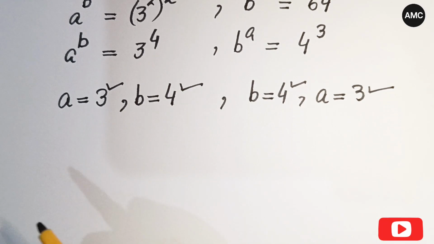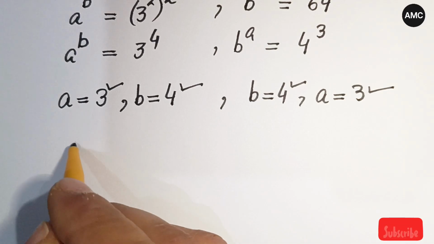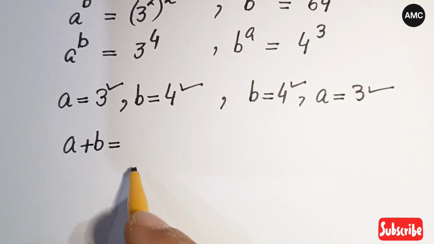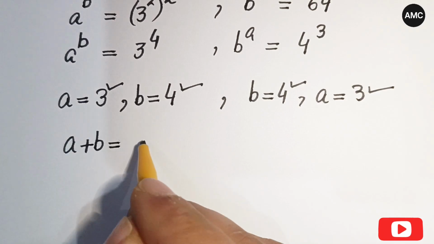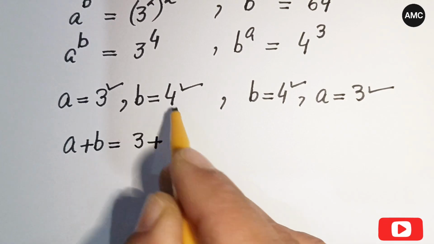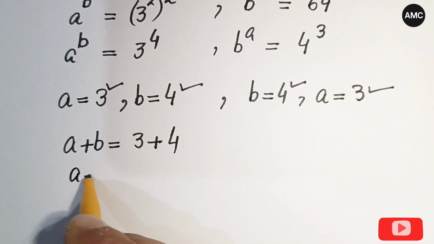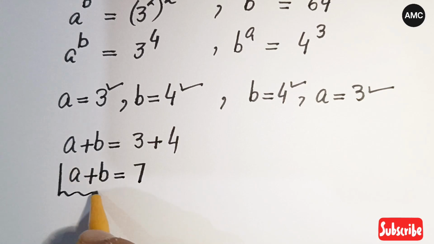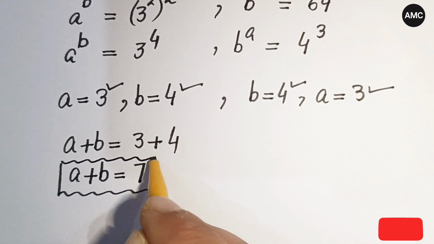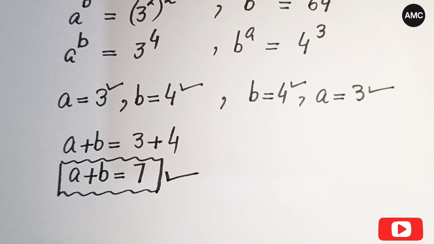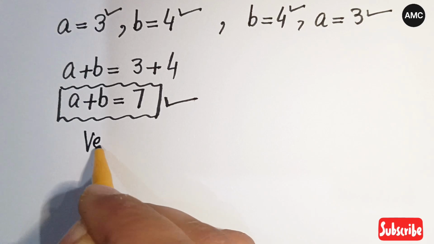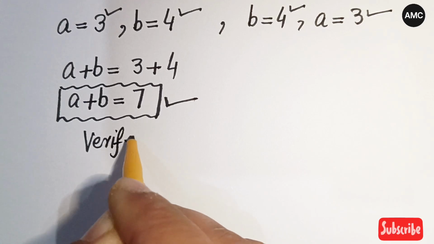So now, as we have to find the value of a plus b, a plus b is equal to the value of a, which is 3, plus the value of b, which is 4, then a plus b is equal to 7. So it is our final value of a plus b, where a is equal to 3 and b is equal to 4. Now we can verify our problem here.